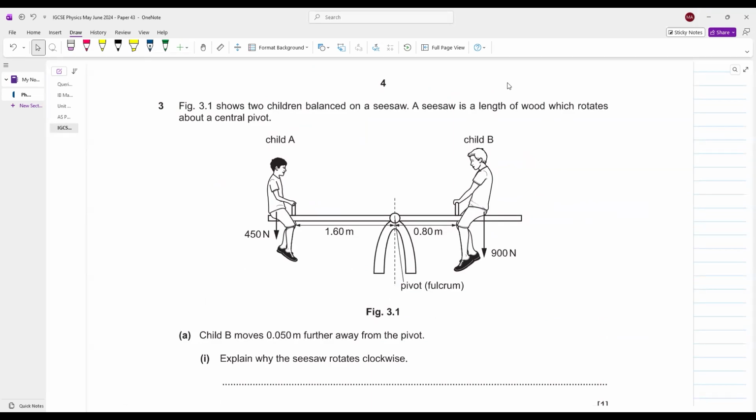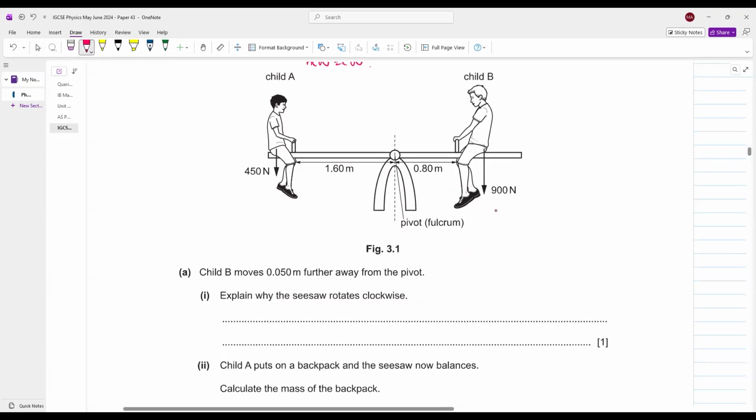Figure 3.1 shows two children balanced on a seesaw. बैलेंस का मतलब क्या होता है बेटा? Anticlockwise movement is equal to clockwise movement. A seesaw is a length of wood which rotates about a central point. ठीक है, this is child A, this is child B. Currently, they are balanced. Child B moves 0.05 meter further away from the pivot.